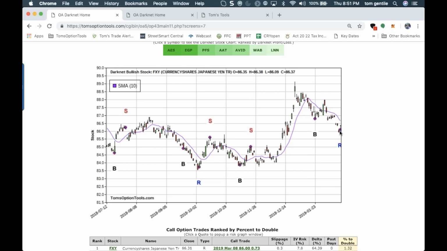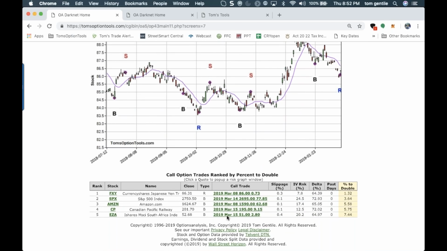Yeah, but it's because you're trading a currency share that's based off of the Japanese yen. It doesn't move around a whole lot. Don't expect doubles on this one. But that's also why the options are so cheap, because I look down here and I see the March 80. Is that the 86 call?